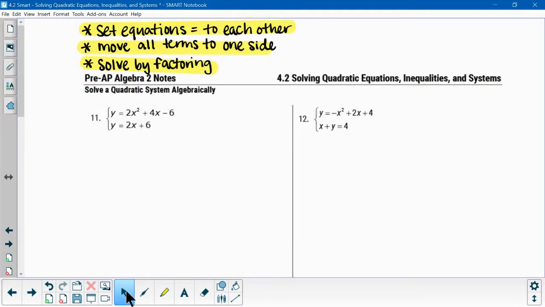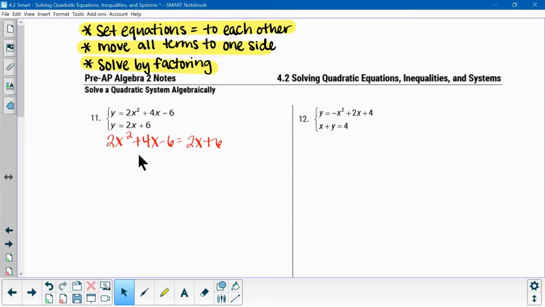Okay, last thing we're going to cover is quadratic systems. So when you are doing it algebraically, you're going to want to set your equations equal to each other, move all of your terms to one side, and then we're going to go through solving by factoring. So I have my system here. The first thing I'm going to do is set my two equations equal to each other.